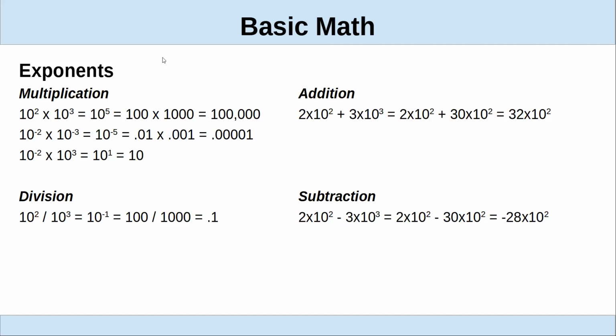Okay, now you can multiply, divide, add, and subtract exponents. You won't be doing much addition and subtraction, but multiplication and division frequently. So if I've got 10 to the 2 and I want to multiply it times 10 to the 3, I simply add the exponents and it becomes 10 to the 5th. So that's the same as saying 100 times 1,000 is 100,000.